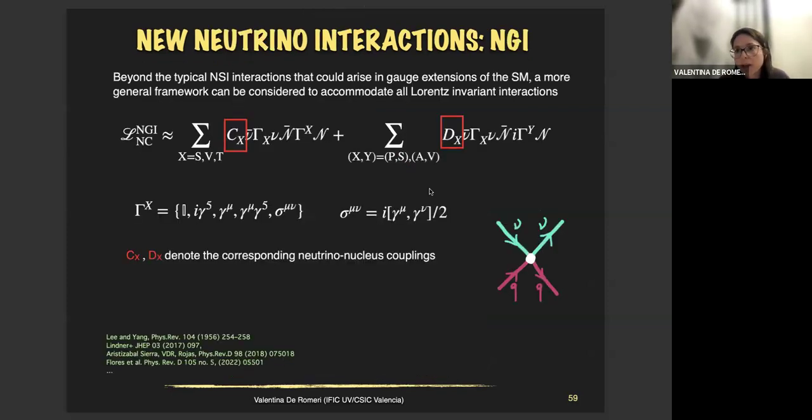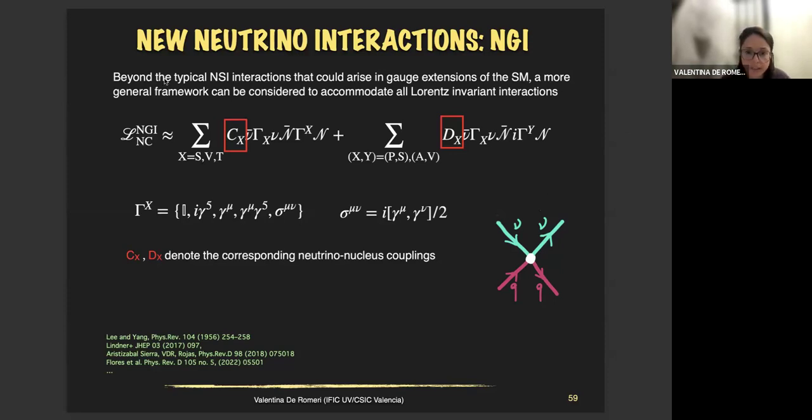Next, we can think about doing one step more beyond the typical NSI, which, as I said before, are effective interactions where we assume the presence of a heavy vector mediator. We can go beyond this and consider neutrino generalized interactions, NGI, which could accommodate all possible Lorentz invariant interactions.